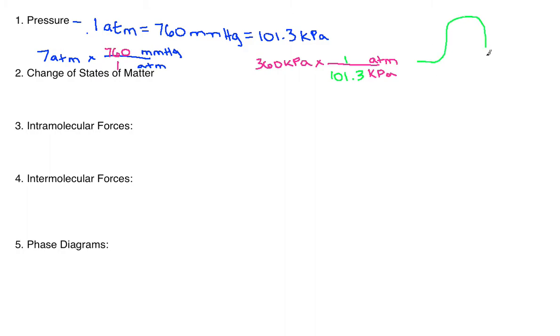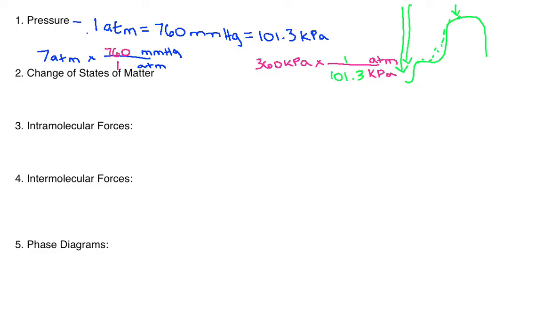Here's the other thing we talked about with pressure in this unit. If I'm trekking up a mountain, as I get higher, the atmospheric pressure decreases because there's less air being forced down on me. If I go below sea level, there's more air pushing down on me, and therefore the atmospheric pressure increases. So that was another thing we talked about.